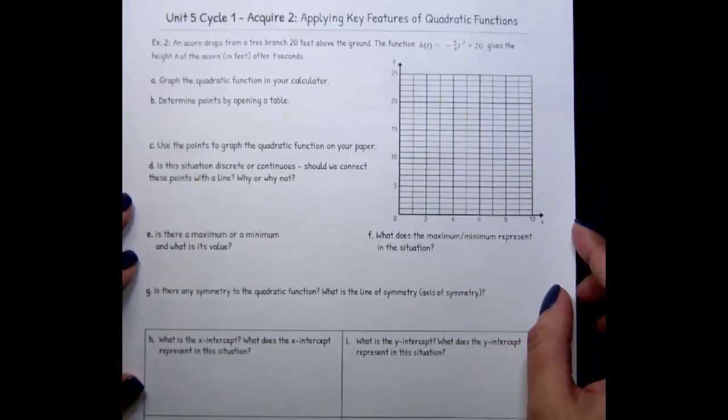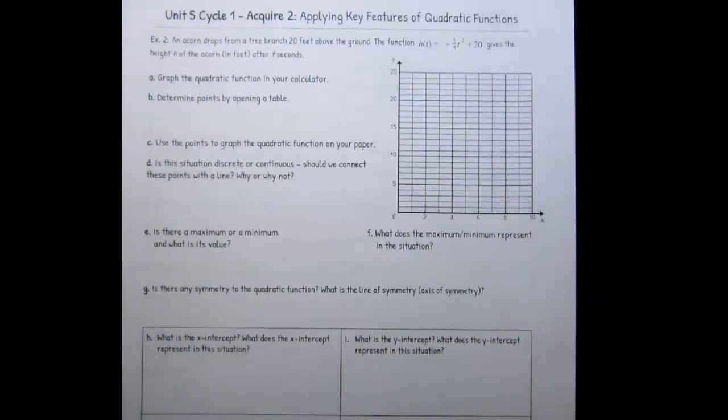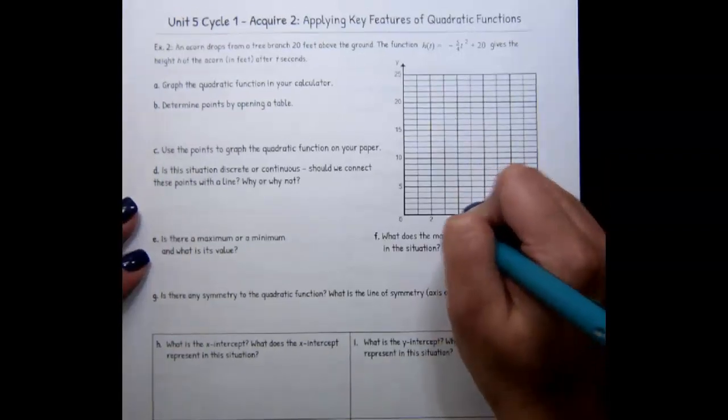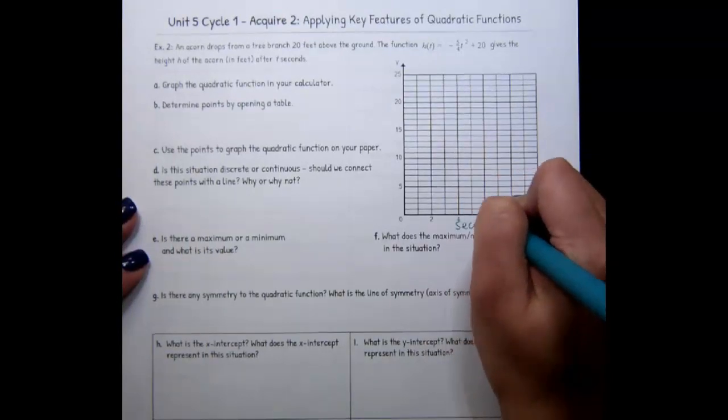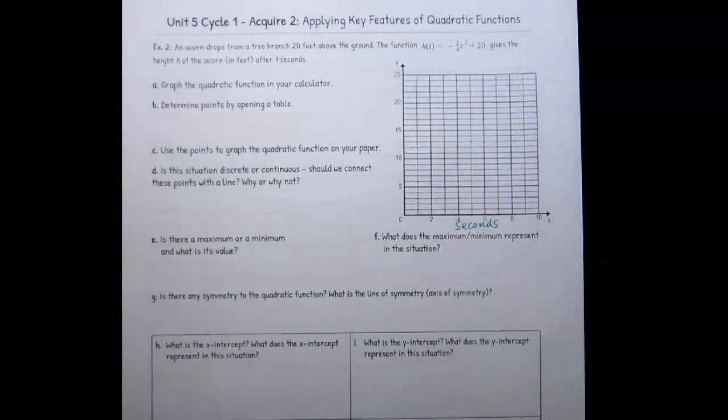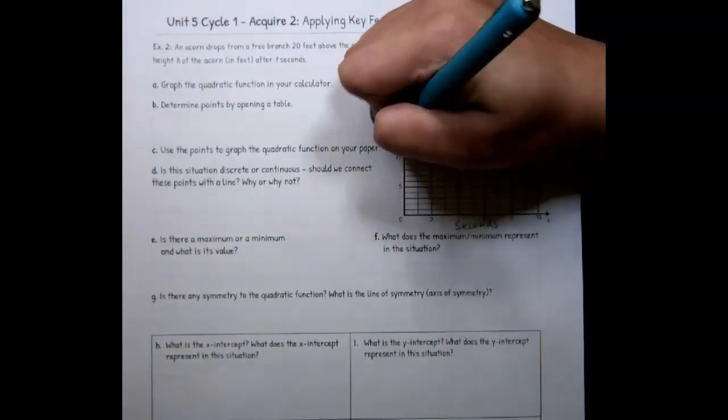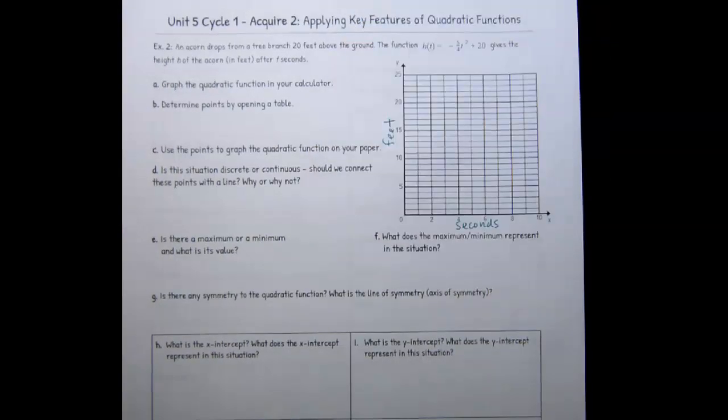All right, so moving on to the next example, another word problem. This time we're talking about an acorn, and it drops from a tree branch 20 feet above the ground. They give us the function that gives us the height of the acorn in feet after t seconds. Seconds is a form of time, and time is independent, and the x is the independent, so this is going to be seconds, and our height is in feet again, so this is going to be feet. So we're going to label our x and y axis.